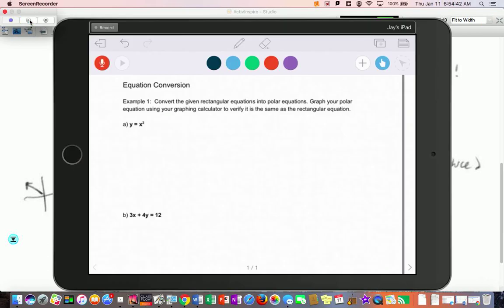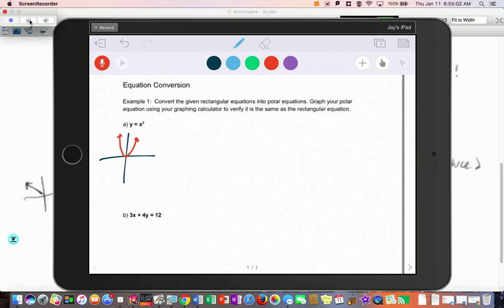All right, so now we're going to convert these equations into polar mode. So these should be things that we recognize. And if we just look at this one, this is our basic parabola from Algebra 2 even. It would just be a quadratic, which is a U-shaped graph opening up, has vertex at the origin.